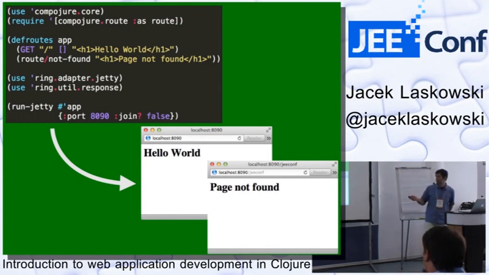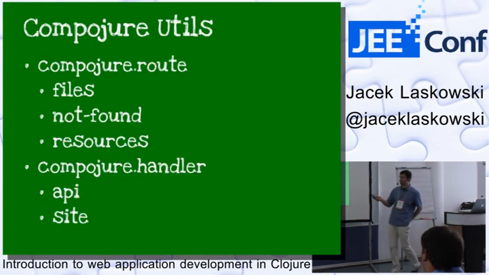Okay, so when we access 8090, we get hello world, while with JEEConf, we get page not found. It's our router. Compojure is a library to route your requests. There are some utils. Compojure route provides files not found resources, so you can create files and don't worry about how to create pages that are meaningful to you, to your web developer.